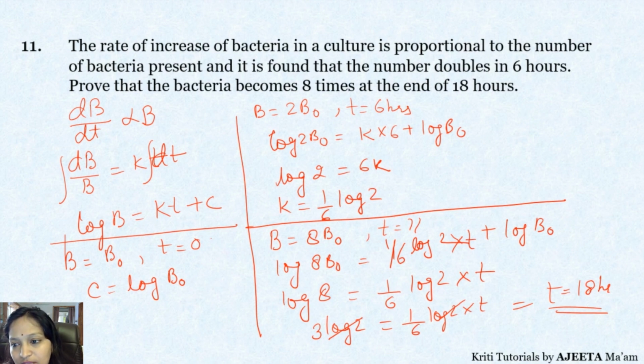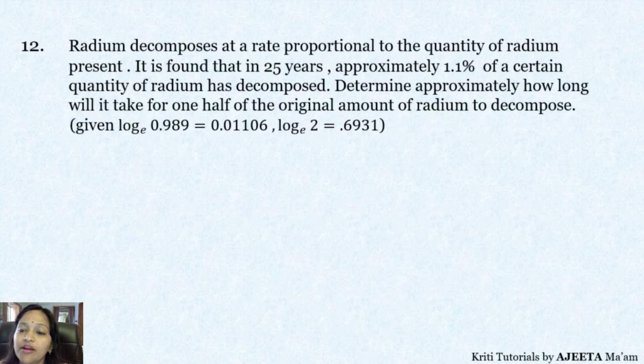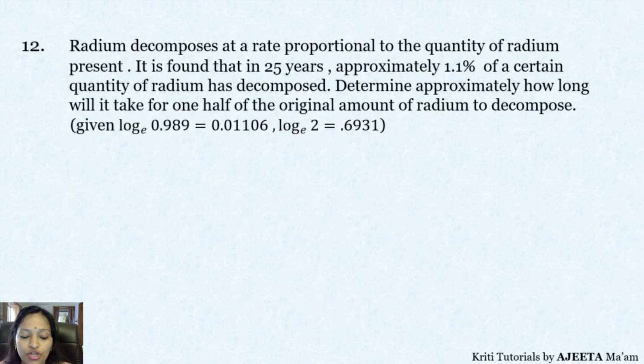Again, this can come as a case study. Okay, now let's move to the next. Radium decomposes at a rate proportional to the quantity of radium present. It is found that in 25 years, approximately 1.1% of a certain quantity of radium has decomposed. Determine approximately how long will it take for one half of the original amount of radium to decompose.